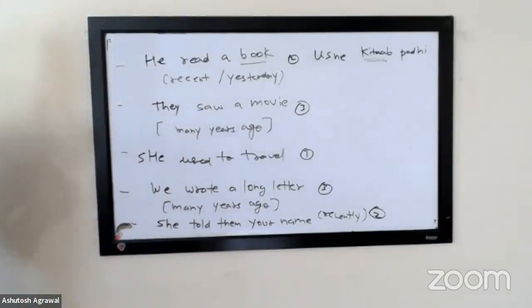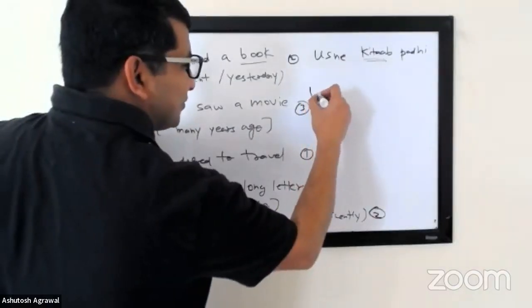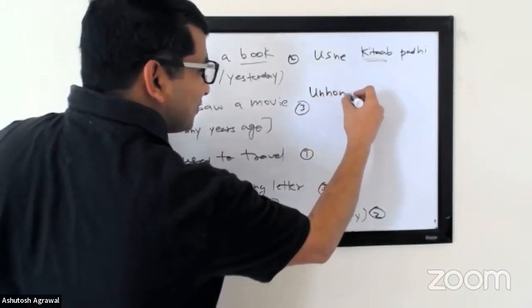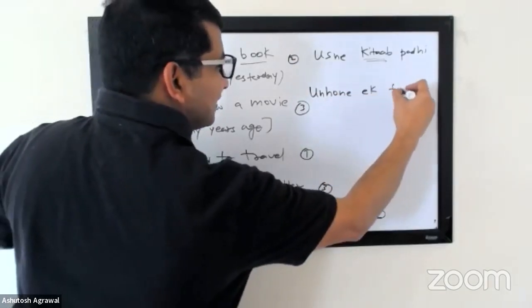The next one: they saw a movie many years ago. It is like, in English, there's no word. Unhone ek film dekhi thi. Very good, very good. So you said unhone. It should be straightforward for you. Unhone ek film dekhi thi.